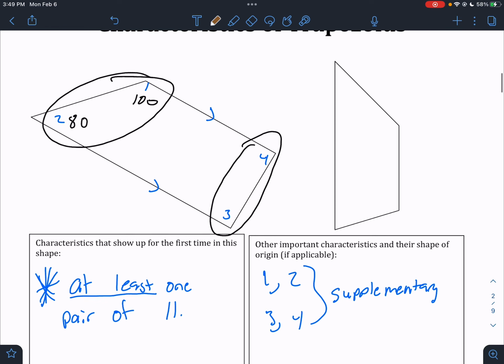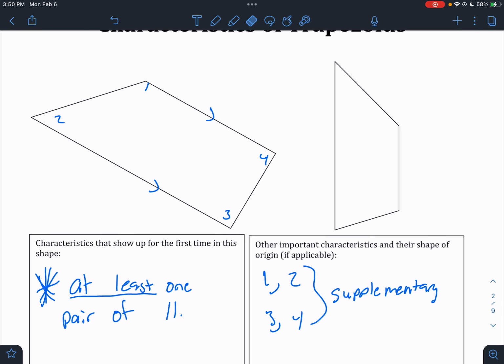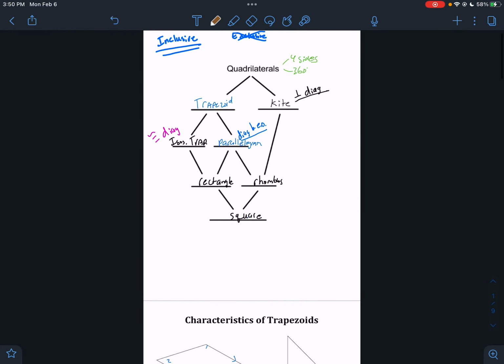How about on a trapezoid? Can you have exactly 1 right angle? Look at this trapezoid. Can just one of these angles be 90? So let's say this one's 90 degrees. Well, because these are supplementary, this is also 90. So can a trapezoid have exactly 1 right angle? Nope. Can it have exactly 2 right angles? Yes. How about 3? No, none of them can have exactly 3.